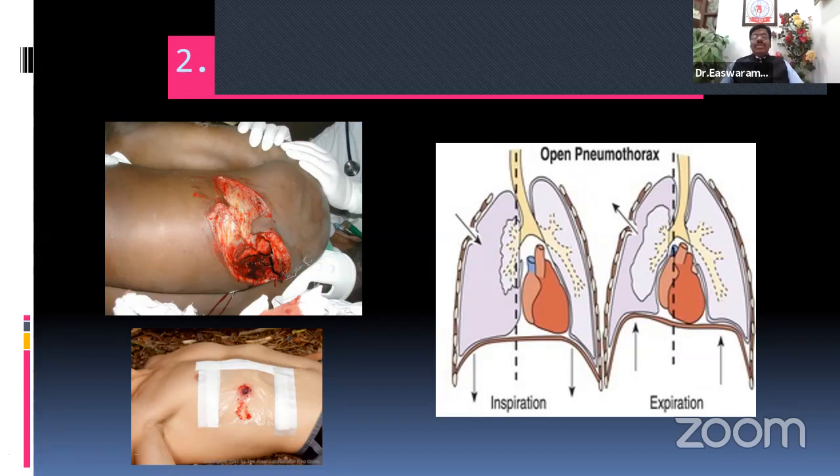So immediately what you need to do, while you're waiting for the ICD, that is intercostal drainage tube placement, you can do one small dressing. That is called a three-way occlusive dressing. What is a three-way occlusive dressing? You put a dressing where you can see the wound and stick three borders, three margins of this wound, like that, and this particular part is left loose like a flap valve.